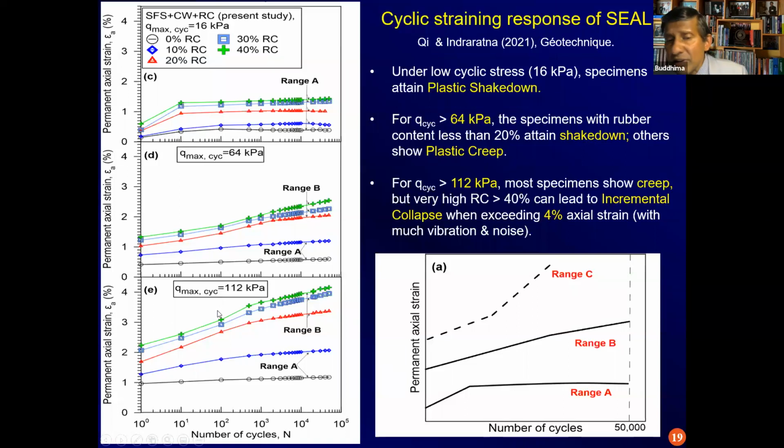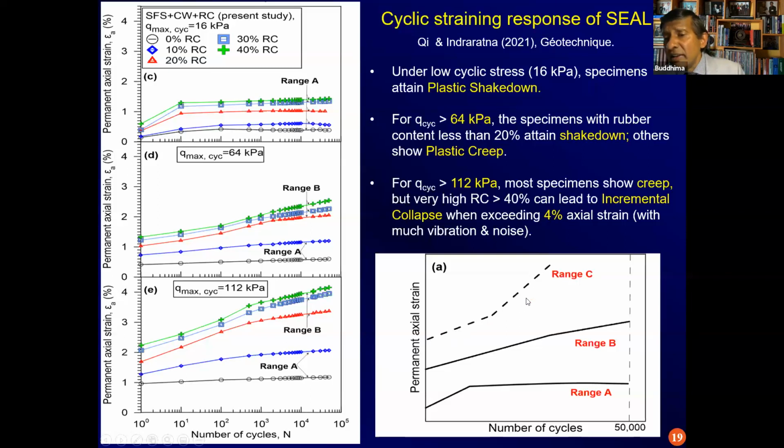If you were to increase the deviator stress even more, then for large rubber content the axial strain will not even achieve plastic creep. In fact, they will go to incremental collapse, as you see from range C. You cannot see this very clearly with these values here, but if you were to increase that Qmax to say over 200 kPa, you will get stress strain curves that look like that.